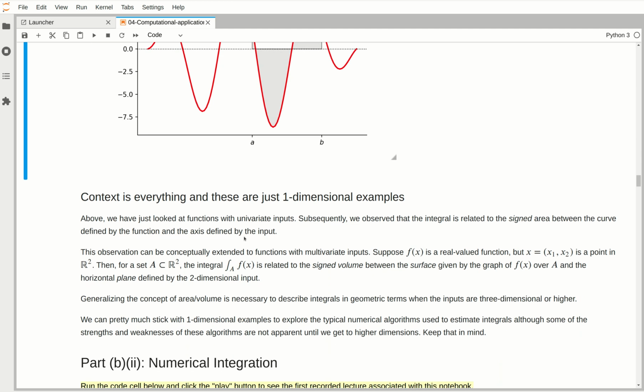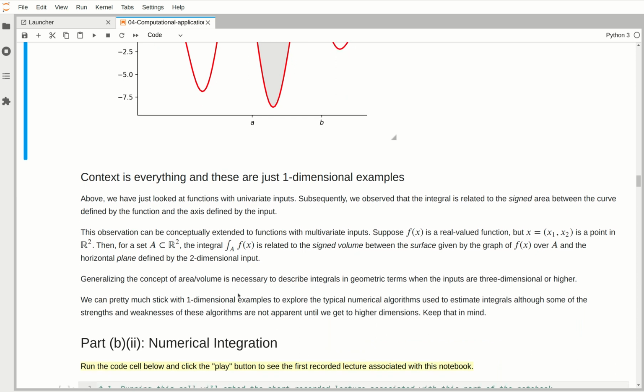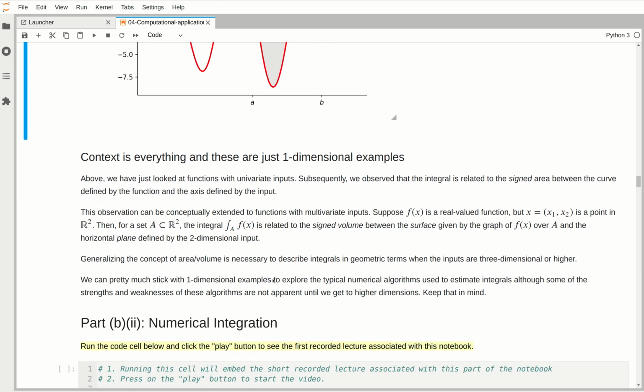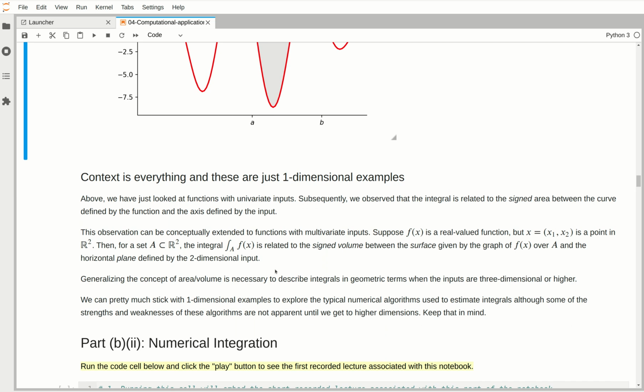You can generalize concepts of area and volumes to even higher dimensional spaces, but we're going to stick with one-dimensional examples for the most part to explore the typical numerical algorithms. I will show a little bit about integration over a 2D space at the very bottom of this notebook. But that's it for now. Thanks for listening. The next video will actually start describing what we're doing with numerical integration and rectangle rules in this notebook.